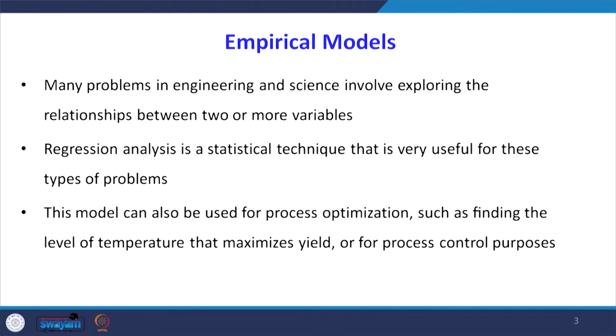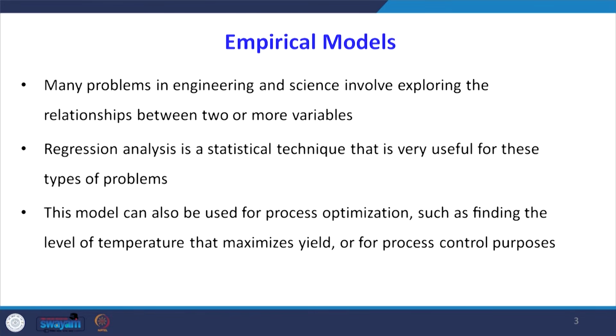Many problems in engineering and science involve exploring the relationship between two or more variables. So far, we have taken a sample and, with the help of the sample, predicted the population parameter of the same variable. Sometimes we compared the mean, sometimes the variance, but in this lecture we are going to take two different variables. Regression analysis is a statistical technique that is very useful for these types of problems where the cause and effect has to be measured.